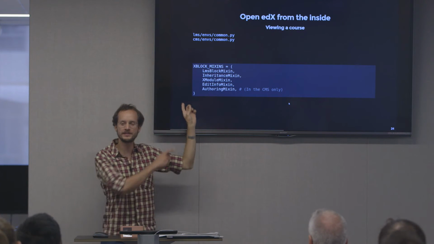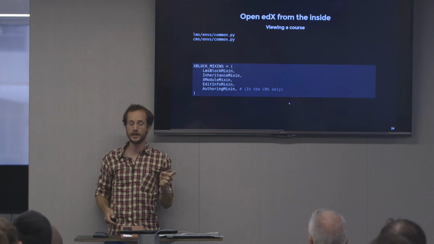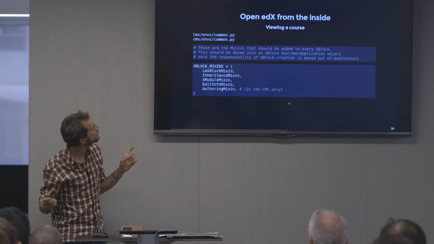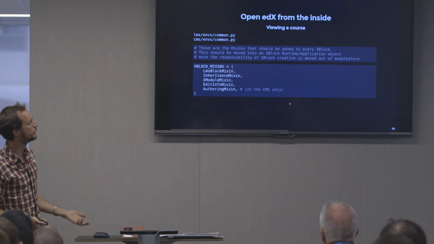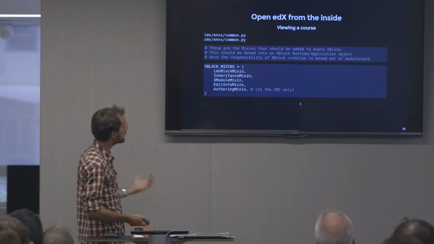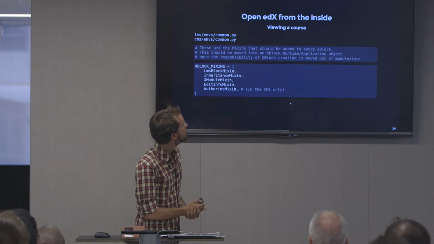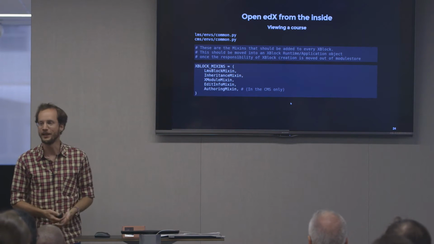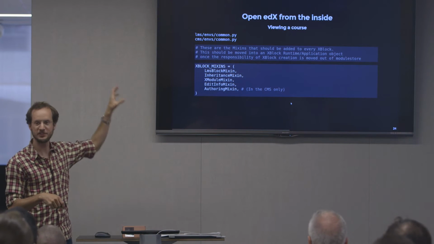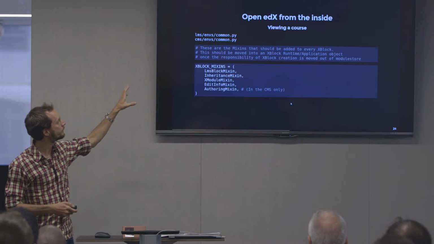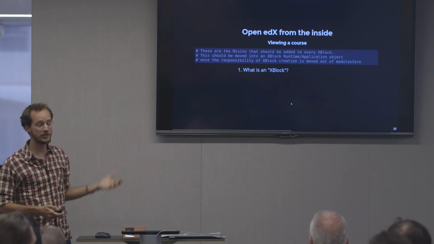So actually, this piece of code in the settings file is preceded by a comment. And here it is. These are the mixins that should be added to every Xblock. This should be moved into an Xblock runtime application object once the responsibility of Xblock creation is moved out of module store. And if you're just a Django developer, this is all Chinese to you. This raises multiple questions. So what is an Xblock?